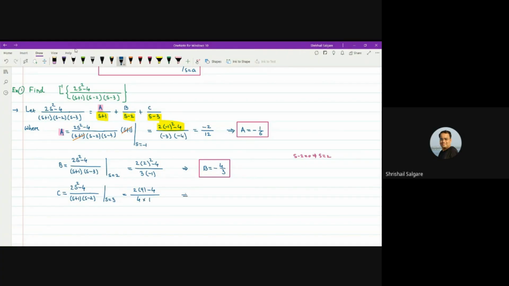And if you evaluate this, C is equal to, now everyone write in the chat box, only one. Sasmi said C is equal to 7 by 2. Yes, 7 by 2. Very good.